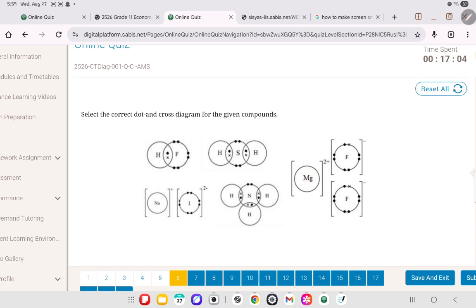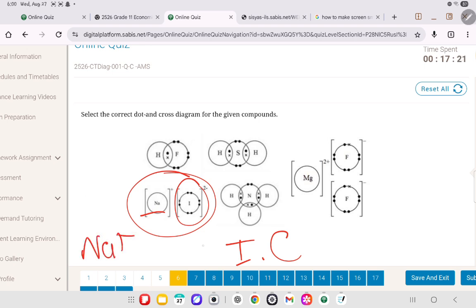Now let's move down. Here we have an ionic compound. How do we know that this is an ionic compound? Because it has Na, which is a metal, and I, which is a non-metal. Take their charges. Na is always Na plus, and I is always I minus. Now here, you have Na plus, and it's represented as a full circle. Why? Because in the last shell, it gave away its electron.